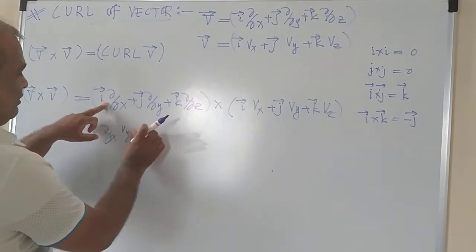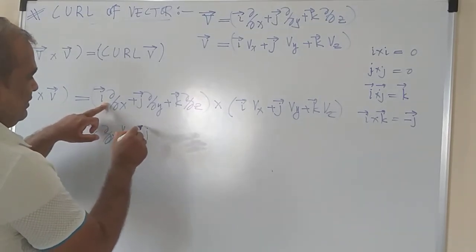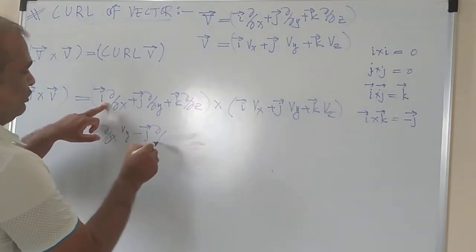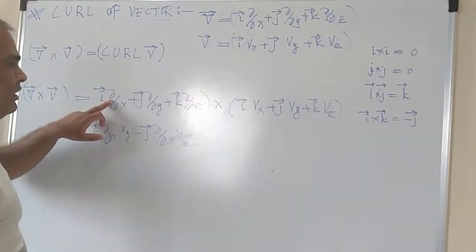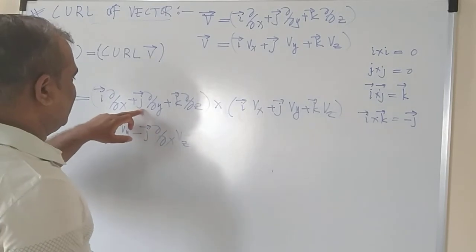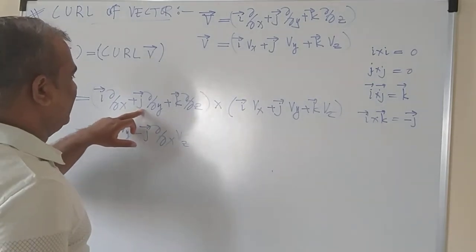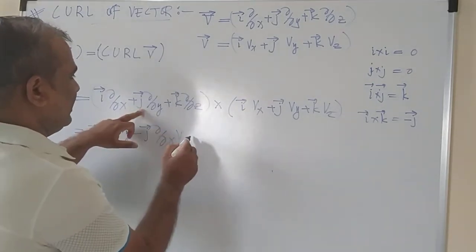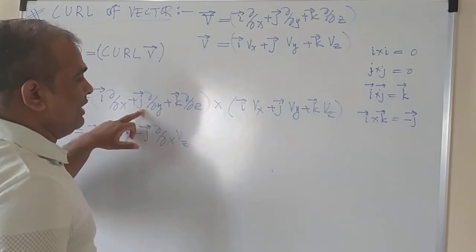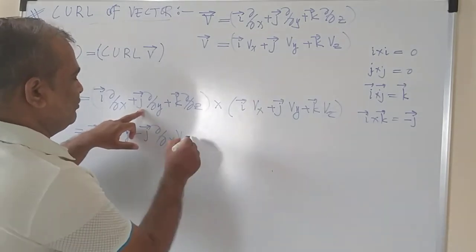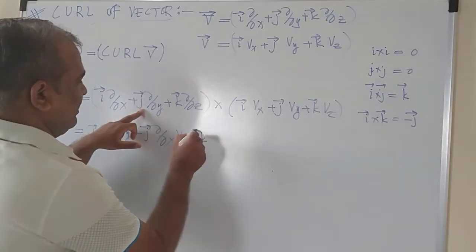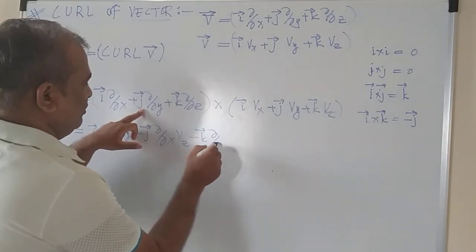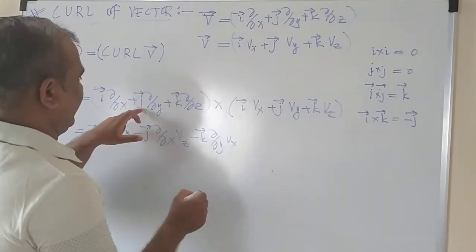So I can write minus j bar into dou by dou x of Vz. Got it? Now work out the same thing for the middle term. So j cross k is again in a reverse order. So this should give you the negative term, minus k bar into dou by dou y of Vx.